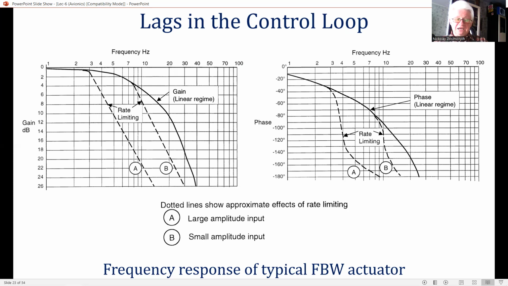If rate limiting is encountered, say during extreme maneuvers, the resulting additional phase lag in the actuator response can lead to a severe temporary reduction of the AFBW loop stability margin. Potential handling difficulties can then occur as a consequence. Particular care is therefore taken in the design stage to avoid rate limiting in extreme maneuvers. The control valve force and valve travel need to be adequately sized.